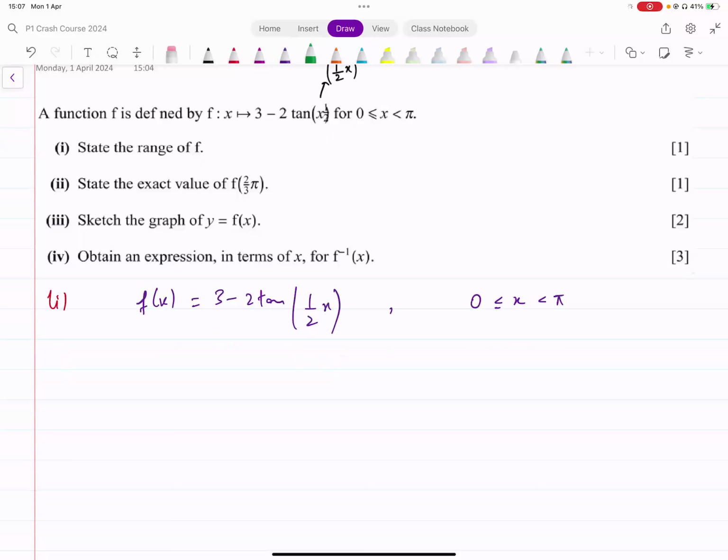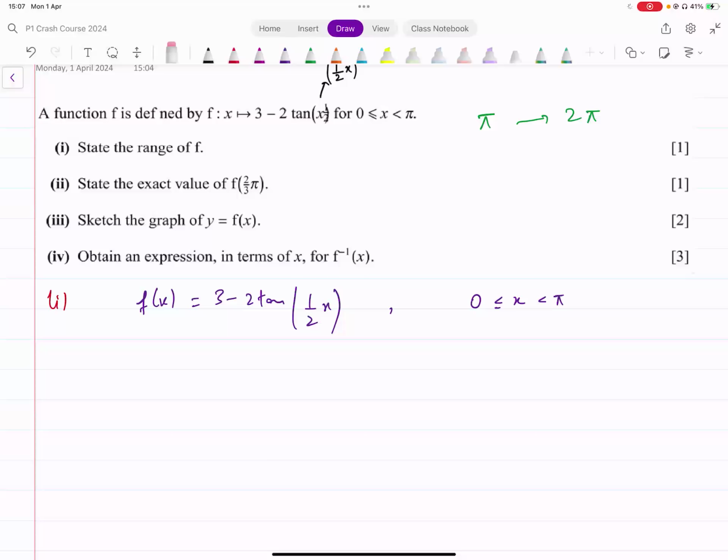Remember, one full cycle for tan was 180 degrees or pi radians. This is half of x. What does half of x do? When you divide x by 2, if you remember your transformations from trigonometry that we did, what happens to the period? It multiplies by 2. So the original period, which was pi, becomes 2 pi. So if it was just tan of x, 0 to pi would be one full cycle. However, this is tan half x.